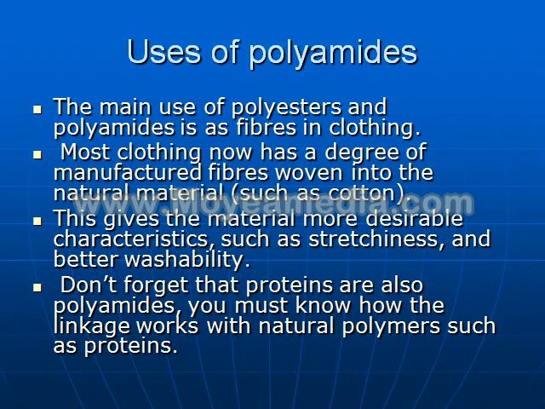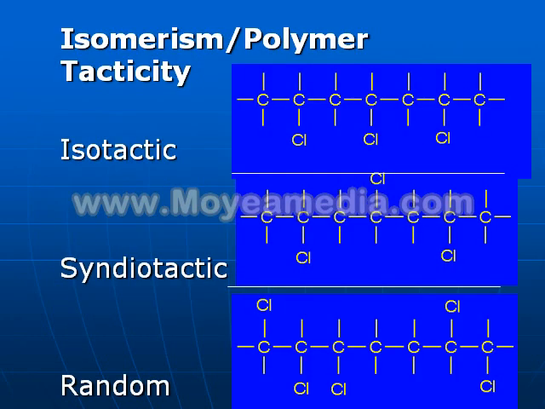Uses of the polyamides. The main use of polyesters and polyamides is as fibers in clothing. Most clothing now has a degree of manufactured fibers woven into natural material such as cotton. This gives the material more desirable characteristics such as stretchiness and better washability. Don't forget that proteins are also polyamides. You must know how the linkage works with natural polymers such as proteins.